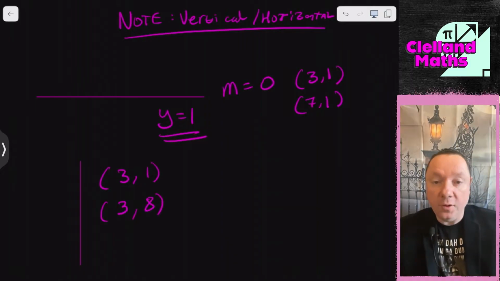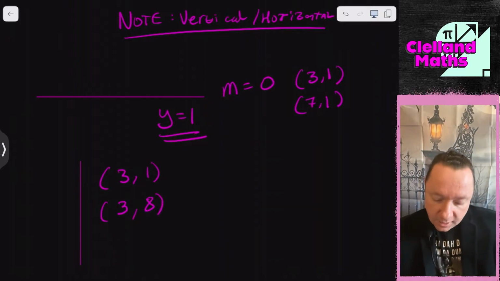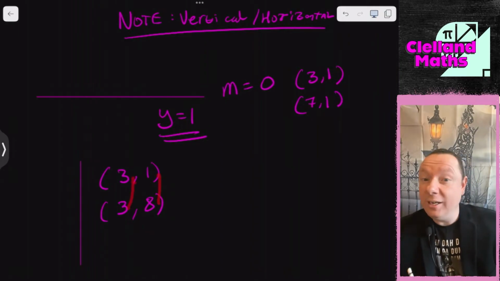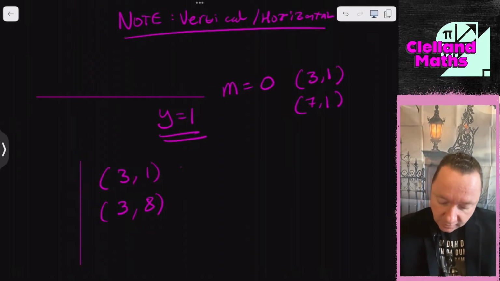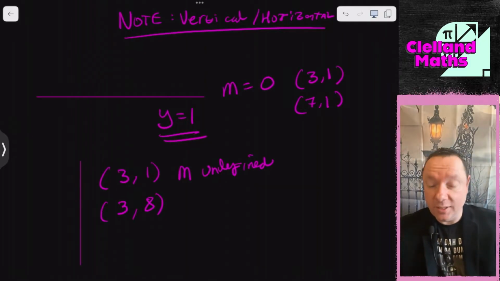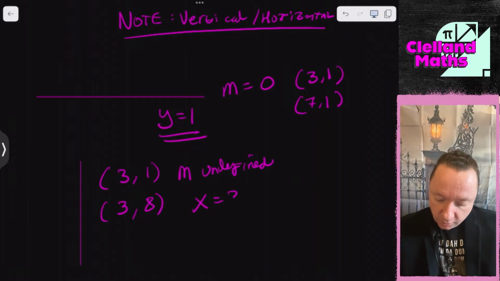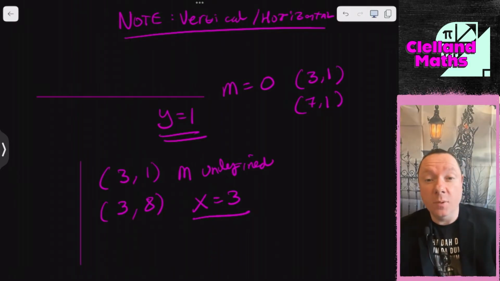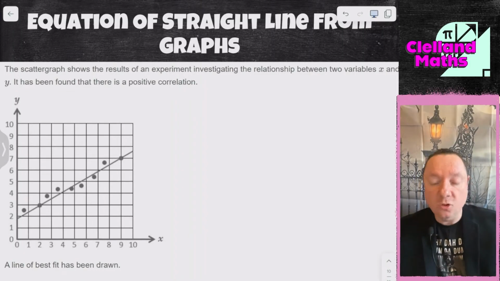If you do the gradient on that, and check my gradient video if you need help on this, you get y2 minus y1 is 7 over 3 minus 3, which is 0. Now you can't divide by 0, so the gradient is undefined. Now when the gradient is undefined, notice the x coordinates are always going to be the same, so the equation of this line is x equals a number. The equation of a vertical line is x equals a number, the equation of a horizontal line is y equals a number.